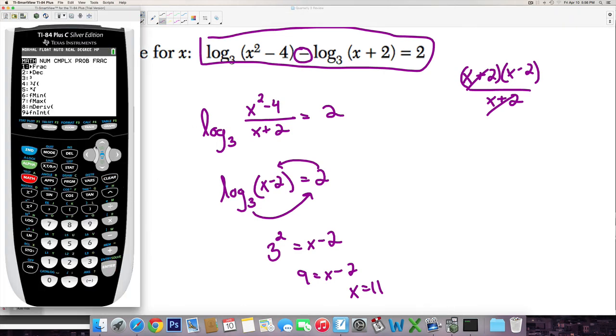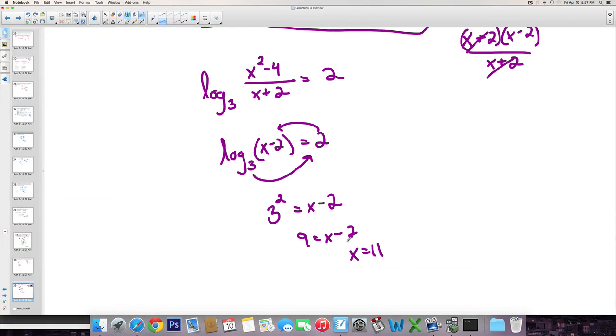So if we were to check log base 3 of 11 squared minus 4 minus log base 3 of 11 plus 2. And that should equal 2, and it does. So this answer we could accept.